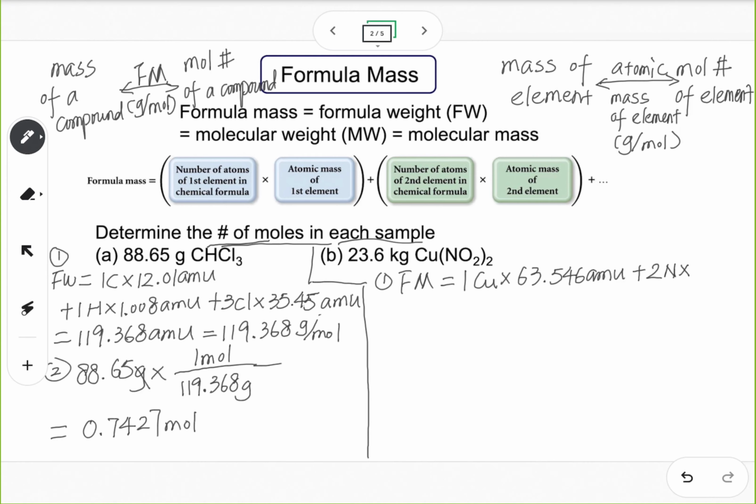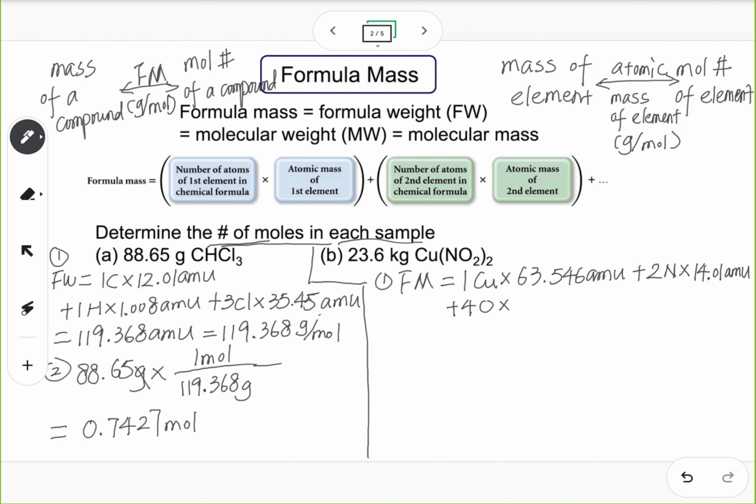For nitrogen, atomic mass is 14.01 AMU. Okay, and then third element, oxygen. Again, each NO2 has 2 oxygens. Since you have 2 NO2, you need to consider both NO2 when you count how many oxygens you have. So 2 times 2 equals 4. Therefore, you have 4 oxygen.